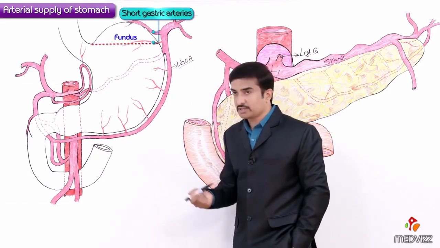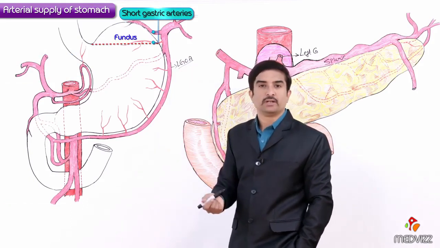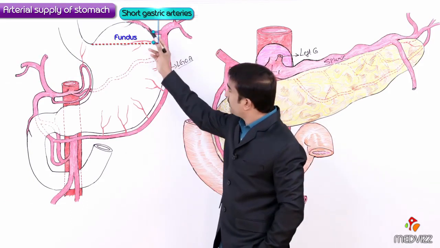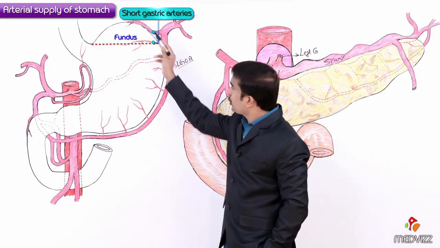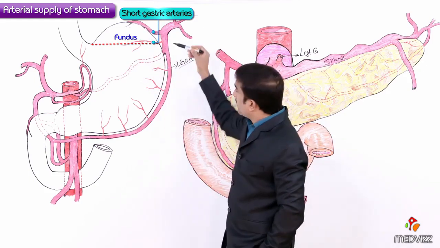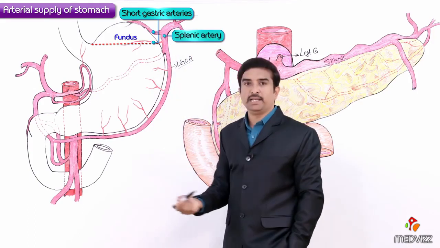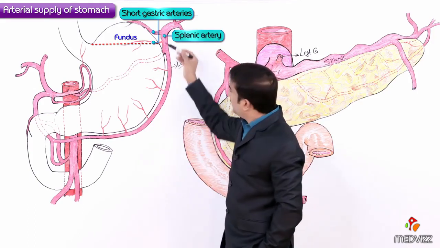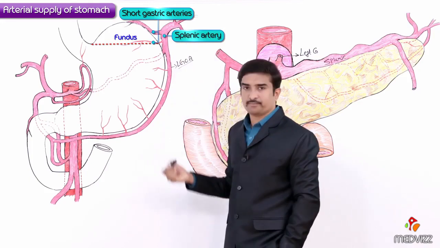Now let us discuss the fundus of the stomach. When we discuss the fundus of the stomach, the fundus is supplied by the short gastric arteries, which are the direct branches of the terminal part of the splenic artery. So these are the short gastric arteries.